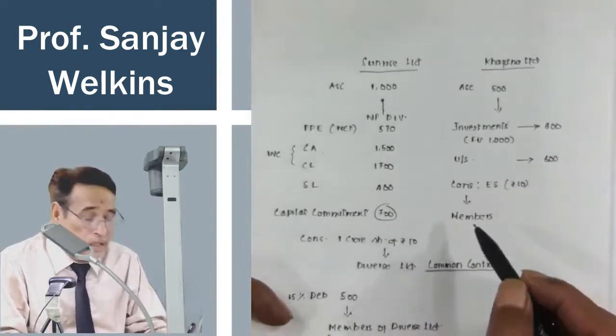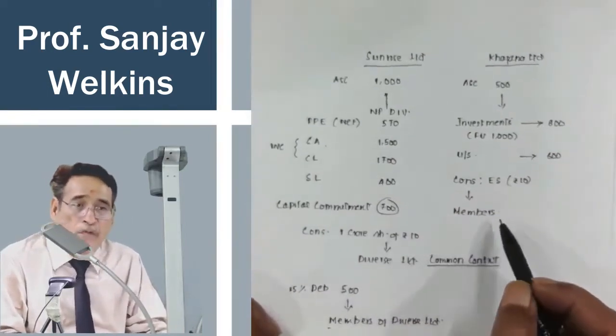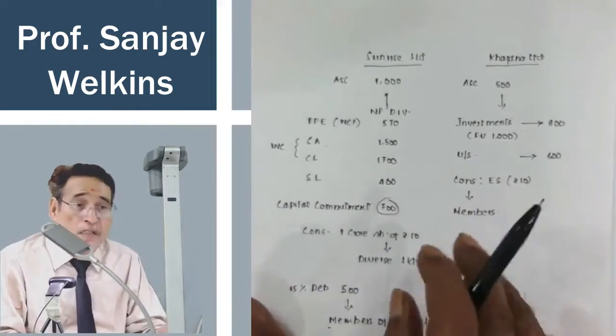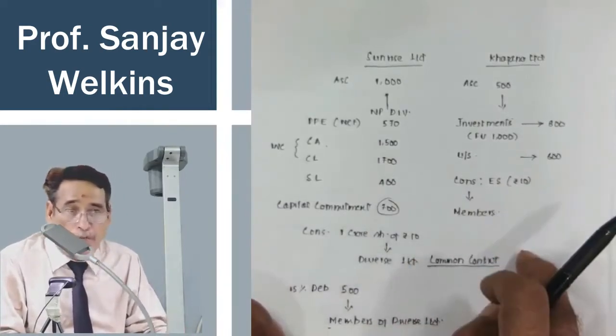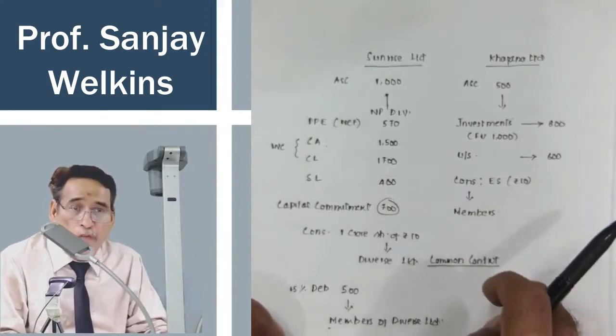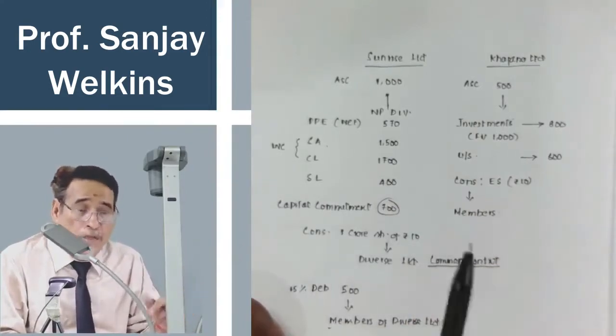However, when consideration is given to the members, in that case we need to know whether it is a case of common control or acquisition accounting, because in that particular case we need to find out whether any member is still holding shares in excess of 50%.